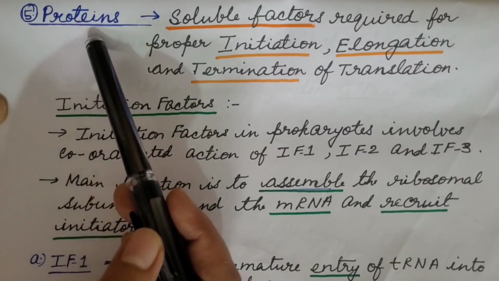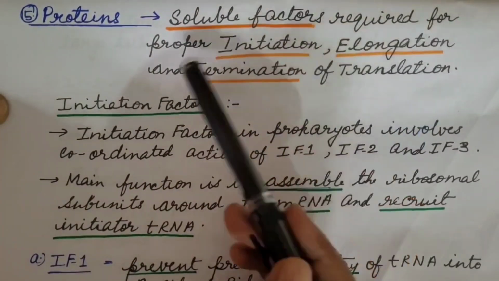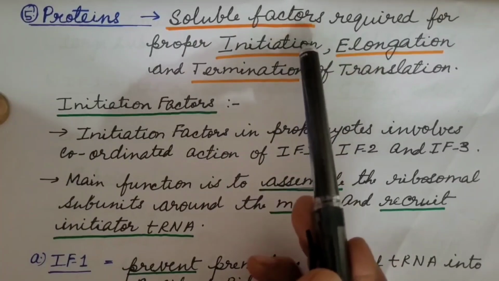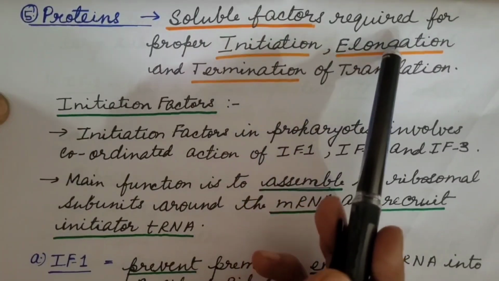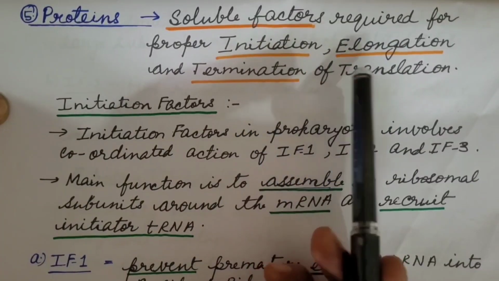Fifth component of translation are proteins. These are soluble factors that are required for proper initiation, elongation and termination of translation. Here we will discuss the factors involved in initiation. Factors of elongation and termination we will discuss in later videos.